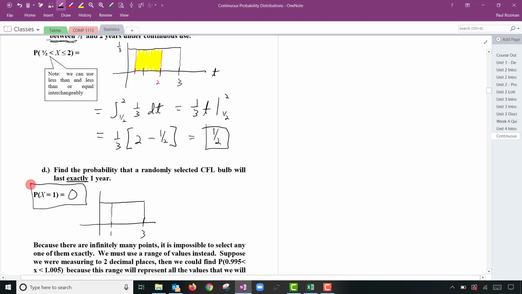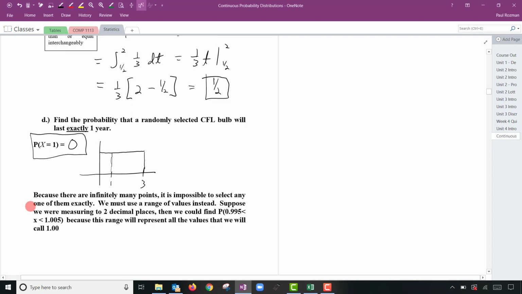It seems weird that it's impossible to pick one that lasts exactly 1 year, because there's an infinite number of possibilities between 0 and 3 years. So how do you pick any individual when you have an infinite number to pick from? So there's one success out of an infinite number of choices, which then makes it impossible. So yeah, the exact problems are now all zero. In the discrete case, we were able to solve exact problems because that was just one rectangle that we would find the area of.